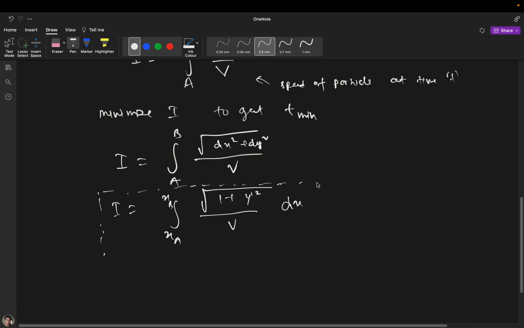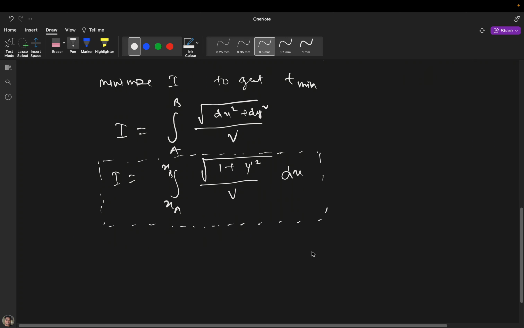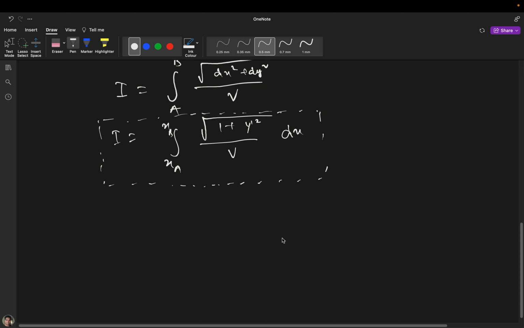This is one of the famous problems from the variational calculus. And what will we do for v?